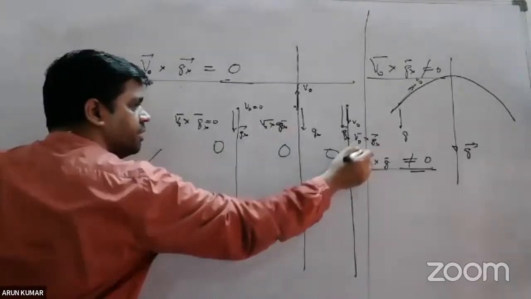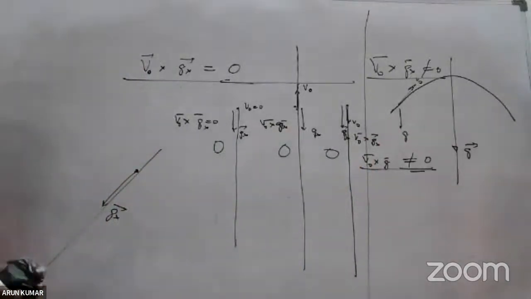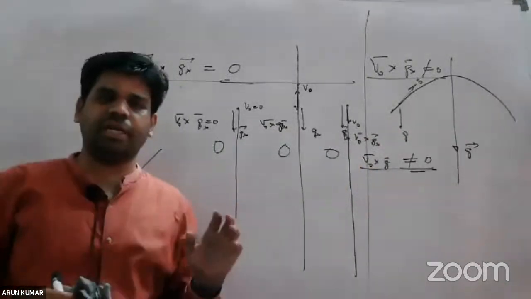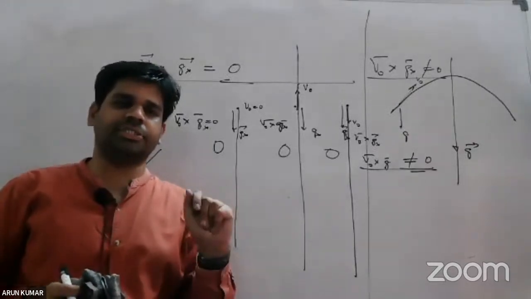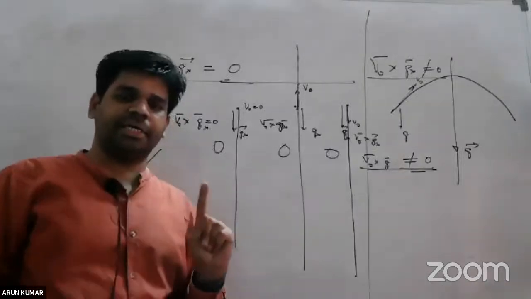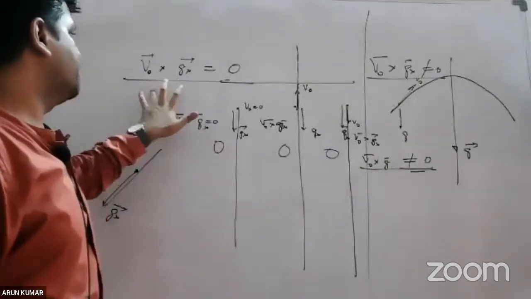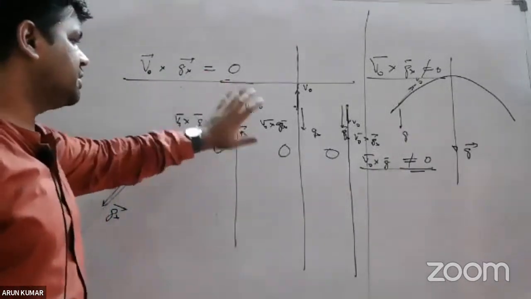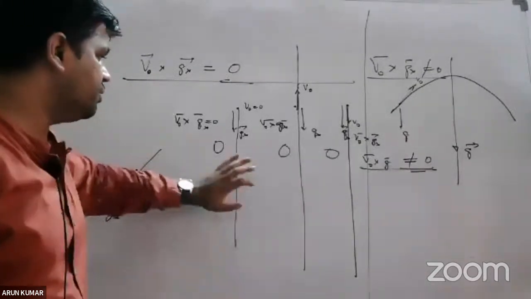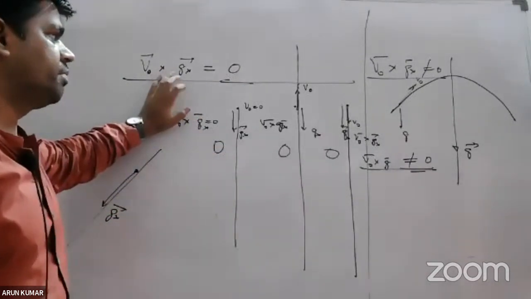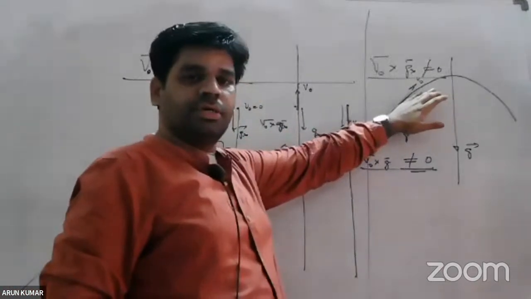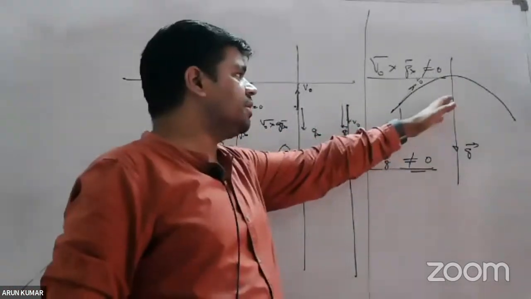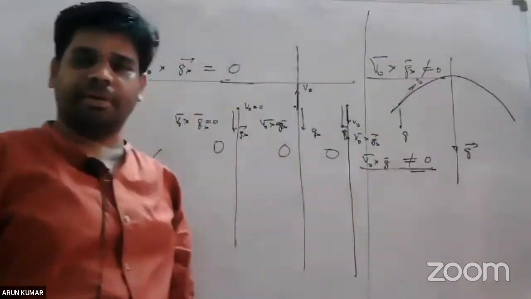Agreed? Just remember this is a fact. We'll apply this heavily in some problems. Some previous Olympiad problems can be cracked if you understand this fact. What is the fact? That v naught cross g bar is 0 means it is a straight line motion with the line parallel to g bar. If v naught cross g is non-zero, it's a parabolic motion with an axis parallel to g bar.